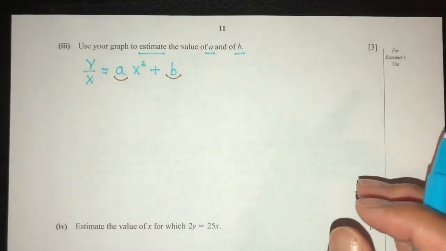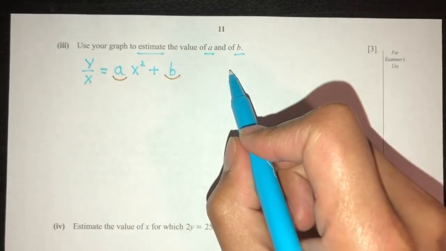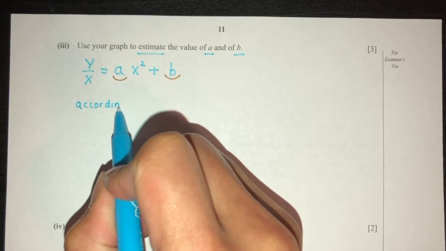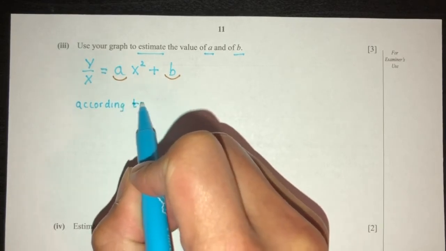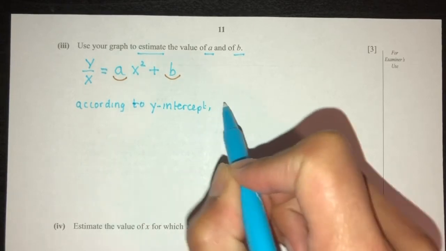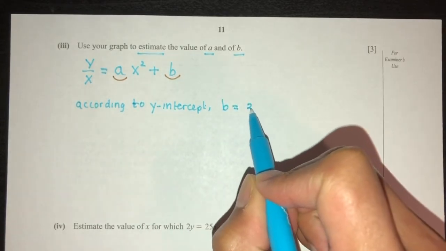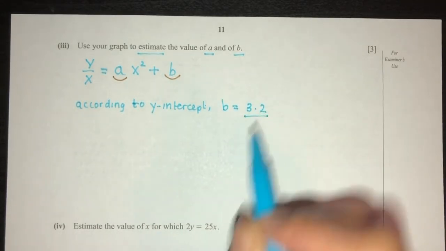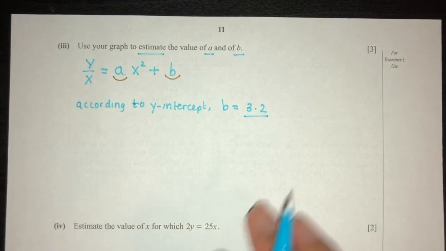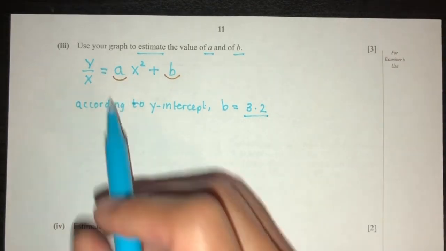So in that case, the value of b, according to the graph, to the y-intercept, shows to be about 3.2. So that is according to my graph, but your graph may show about 3.0 or 3.6, depending on your graph, okay? Now for this one, we have to find the value of a.